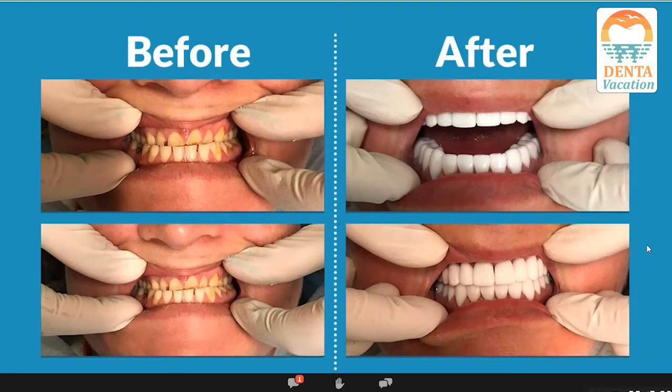As it's very clear, we can see here, for example, we have cavities. We have some periodontal issues like swelling, and you can see the bite, the alignment is not okay at all. And also the color was yellow.